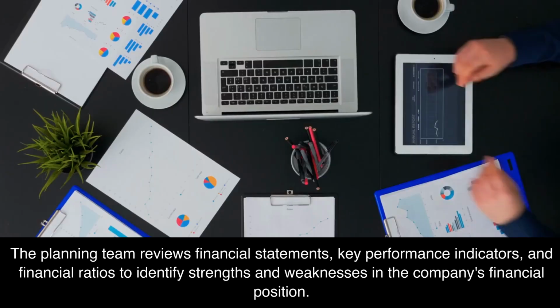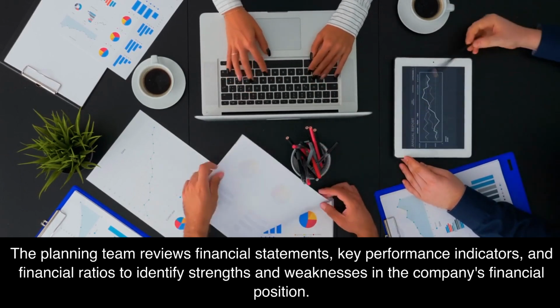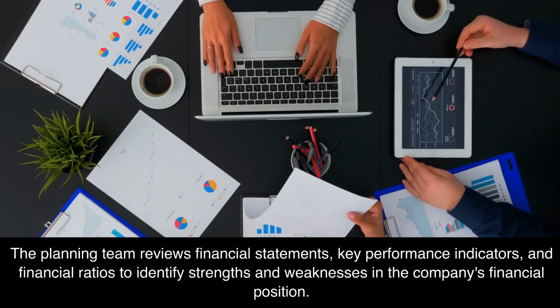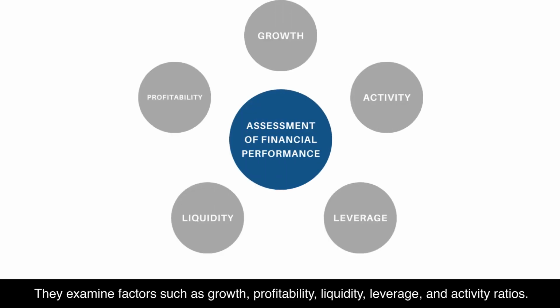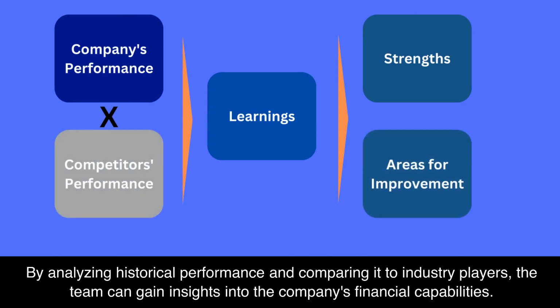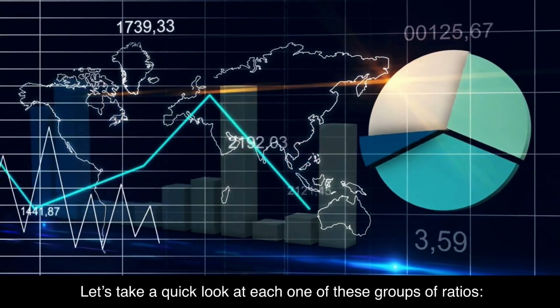The planning team reviews financial statements, key performance indicators, and financial ratios to identify strengths and weaknesses in the company's financial position. They examine factors such as growth, profitability, liquidity, leverage, and activity ratios. By analyzing historical performance and comparing it to industry players, the team can gain insights into the company's financial capabilities. Let's take a quick look at each one of these groups of ratios.